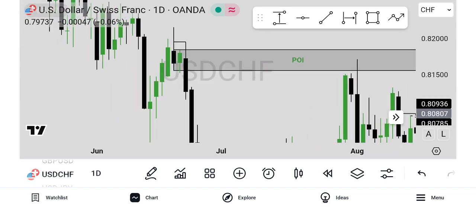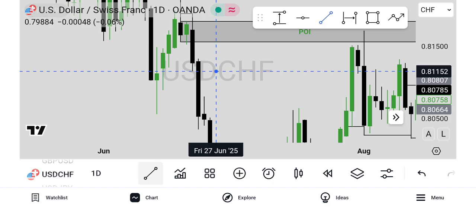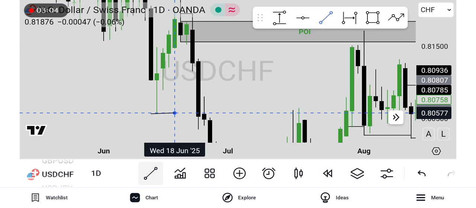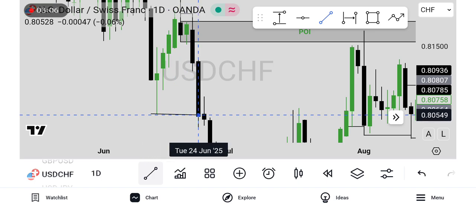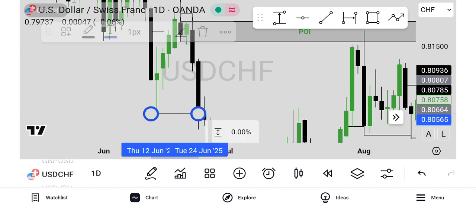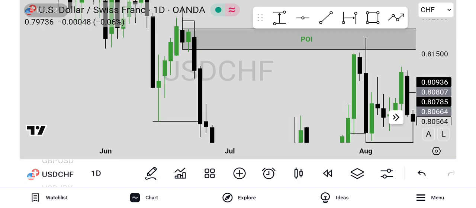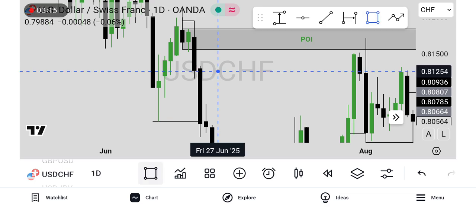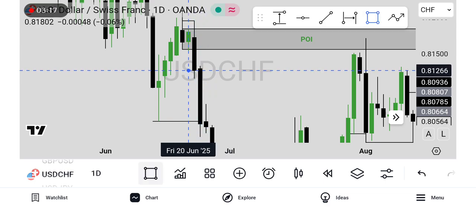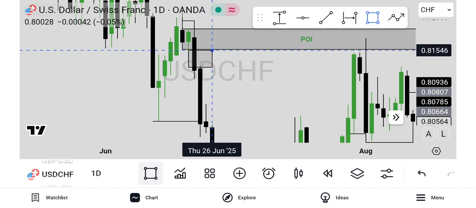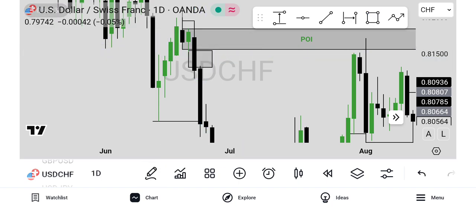And secondly, I said it must break structure. If you look now, it broke structure to the downside. Now, two things have been confirmed. It swept liquidity, it broke structure, and the third thing, it must create an imbalance or a fair value gap. So this is an imbalance or a fair value gap. Now the three things are in place, so price will definitely react from this zone.